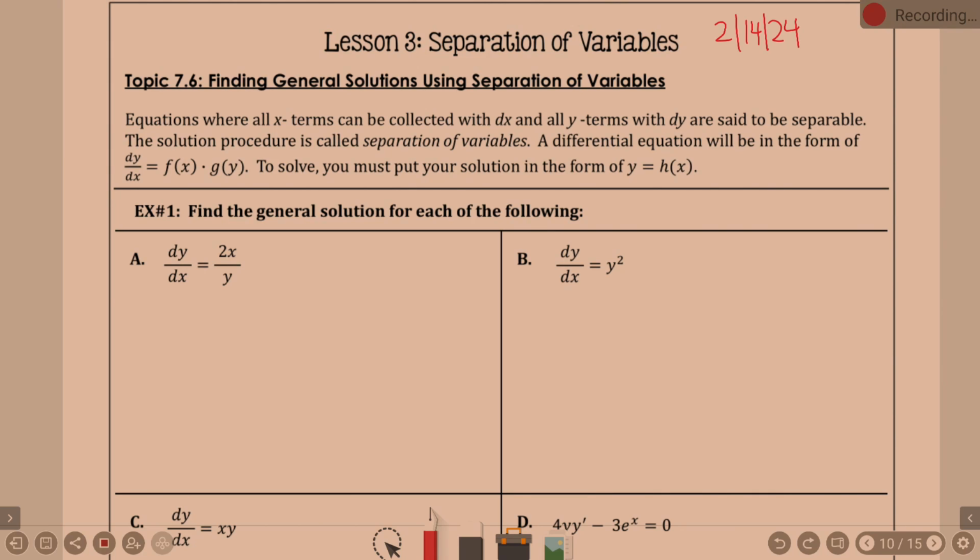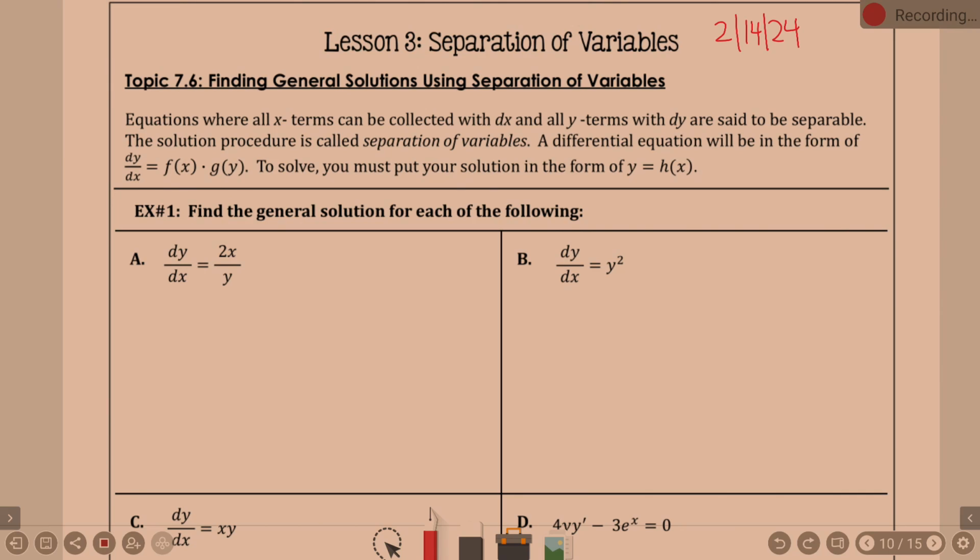Equations where all x terms can be collected with dx and all y terms with dy are said to be separable. So where you are able to separate the variables. The solution procedure is called separation of variables. That's the name of the lesson. A differential equation will be in the form of dy/dx equals f of x times g of y. To solve, you must put your solution in the form of y equals h of x.